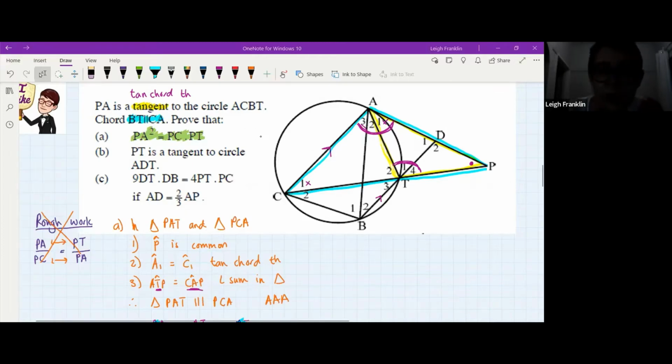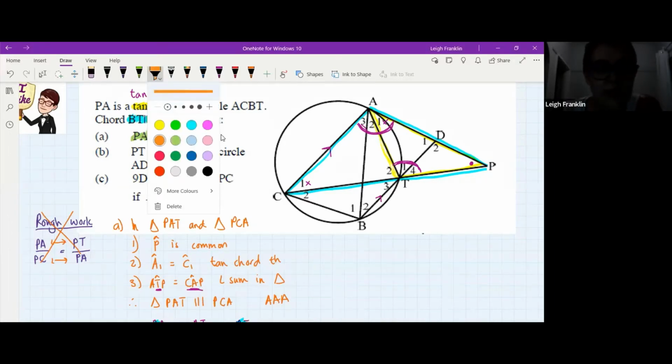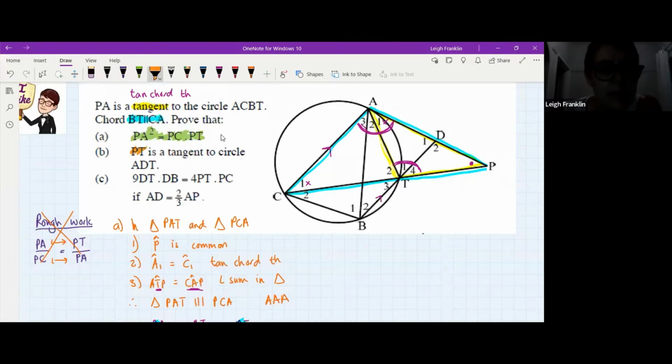Now we're going to turn our attention to the next question. Here they want us to prove, Matrix, that PT is a tangent to the circle. When they ask us to prove that a line is a tangent to a circle, just like when we saw the word tangent, we said tan-chord theorem. If we have to prove that a line is a tangent to a circle, how do we do that? What do we use? Does anybody know?